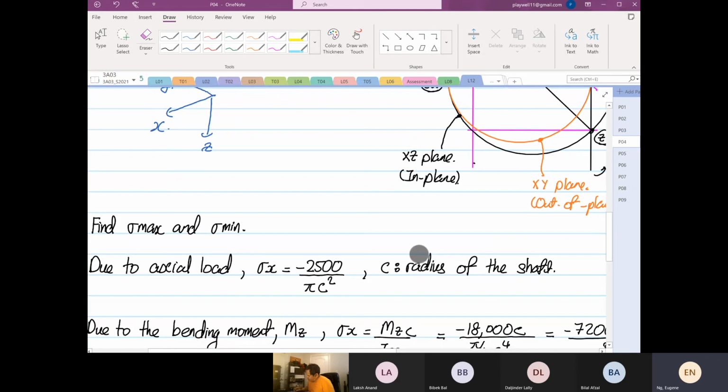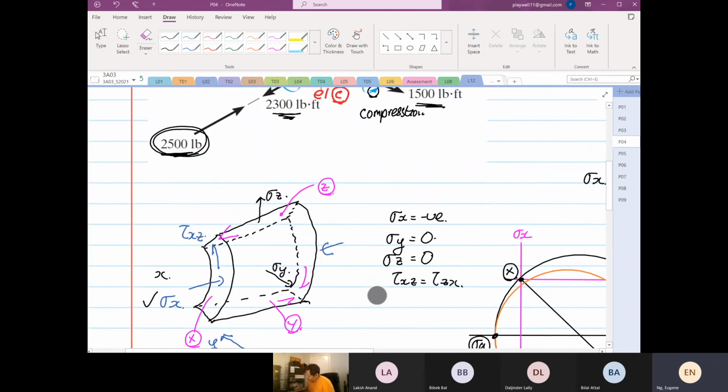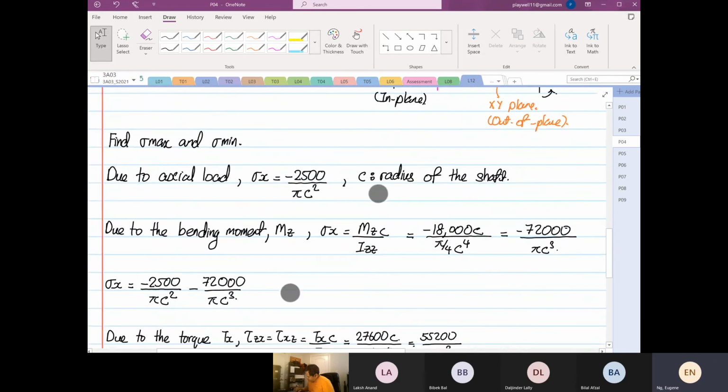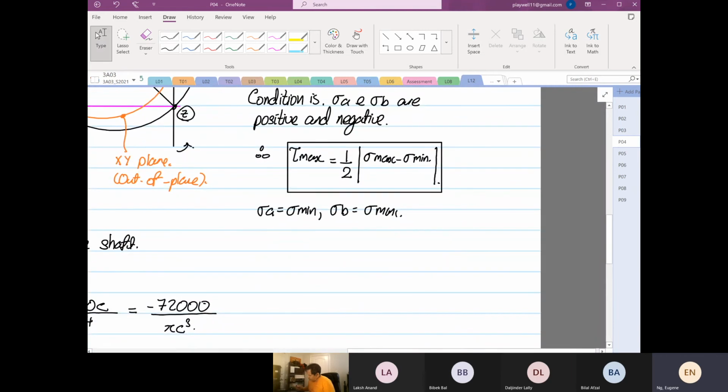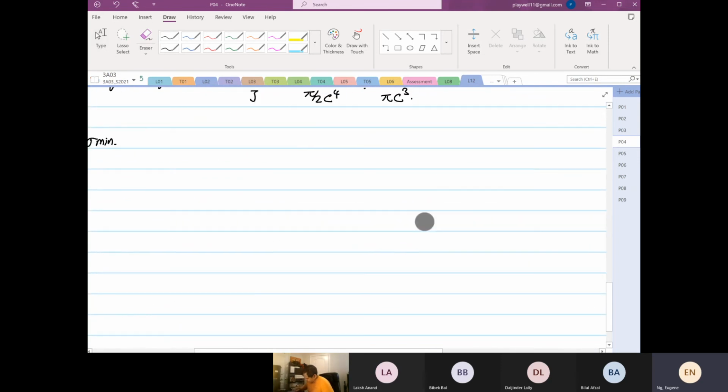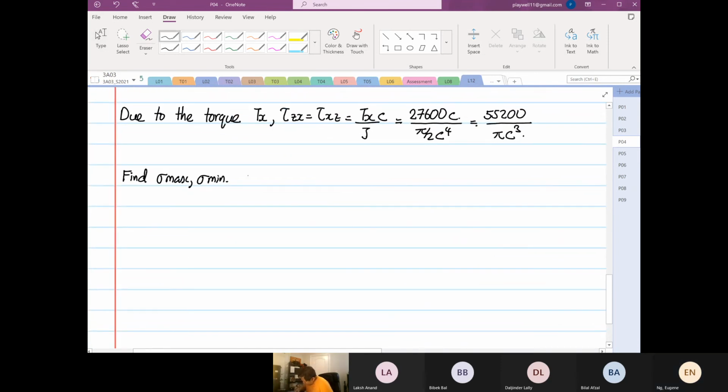We know why, because we are going to use this criteria over here, where shear stress max is equal to half of stress max minus stress mean.